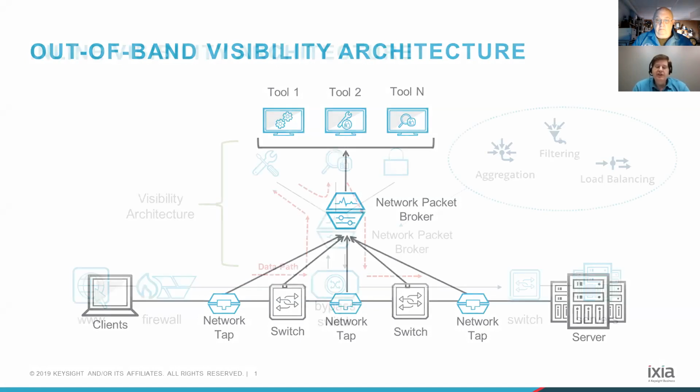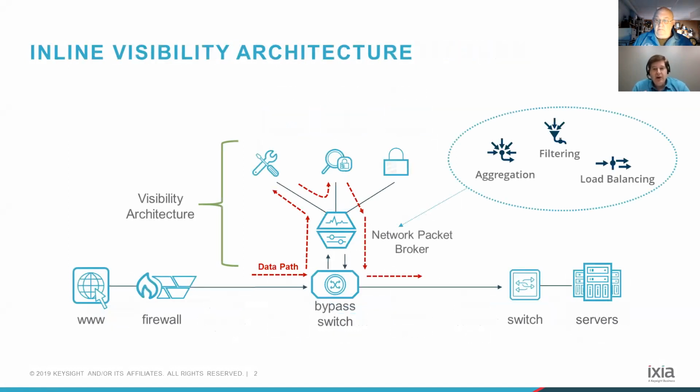And then the next one is inline. So now in this use case, the packet broker and the tools are in line. As you can see from the left, the data goes from the firewall to the bypass switch, and then it goes up into the packet broker and into the tools. If the packet broker filters data there or does something with the data, that will affect what passes on downstream. But as far as the inspection process, it helps you send the right data over to the right tool.